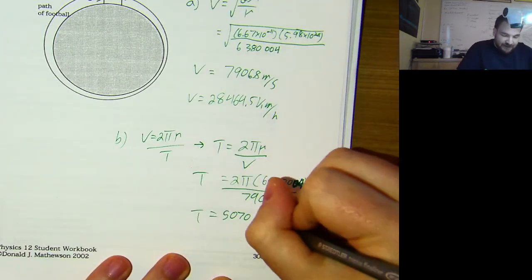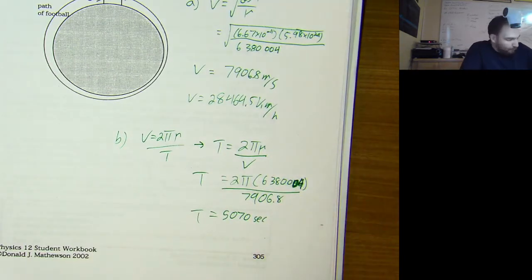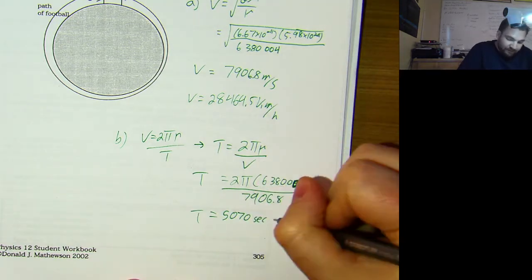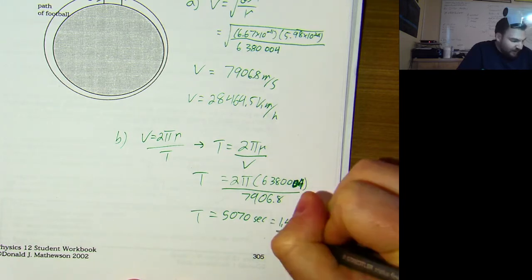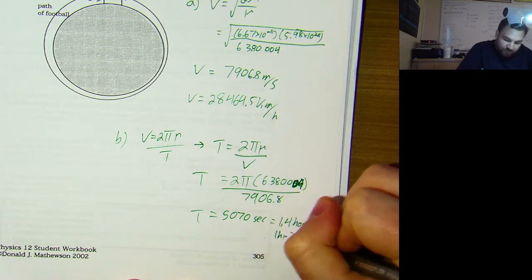What are the units on that? Seconds. Okay, I want you to convert that to hours. Divide by 60, that's minutes. Divide by 60 again. 1.4 hours, which is 1 hour and 25 minutes, give or take.